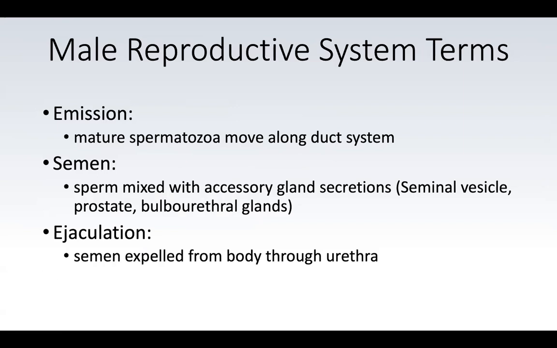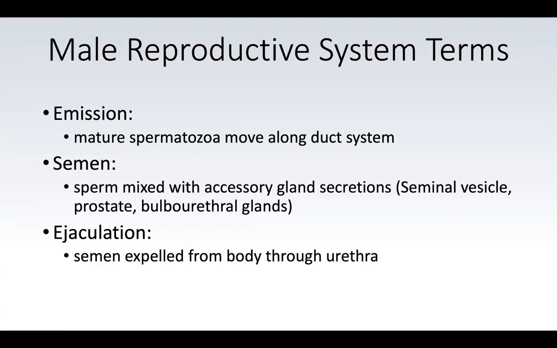Emission is the process by which mature sperm, and we know that we're looking at mature sperm because this sperm under a microscope will have a head and a tail, moves along the duct system. The duct in question is the ductus deferens, also known as the vas deferens.